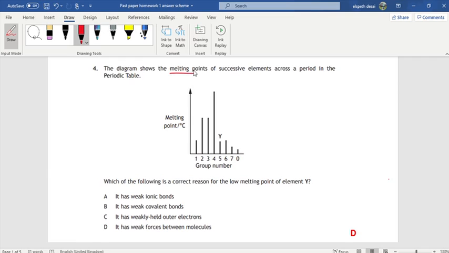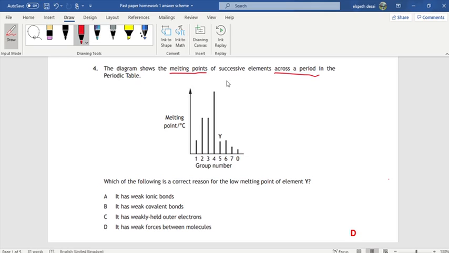So you've got this word melting point and you've got this phrase across a period. Across a period tells us that this is all to do with periodicity, about the trends in the periodic table, and this phrase melting point tells us that it's to do with structure and bonding. So the first part of this topic, if you remember, is about structure and bonding in the first 20 elements. That's what this question is all about.